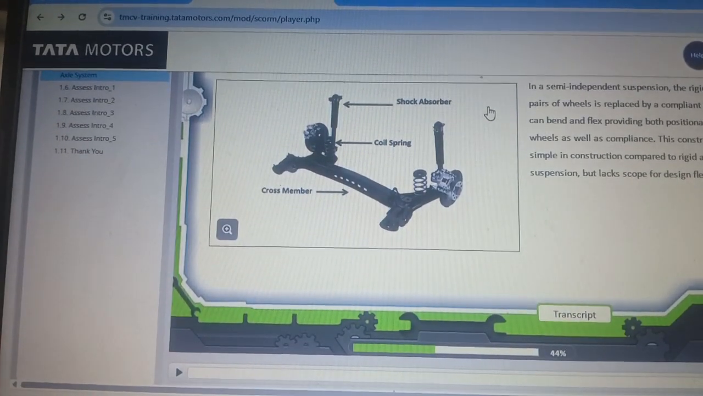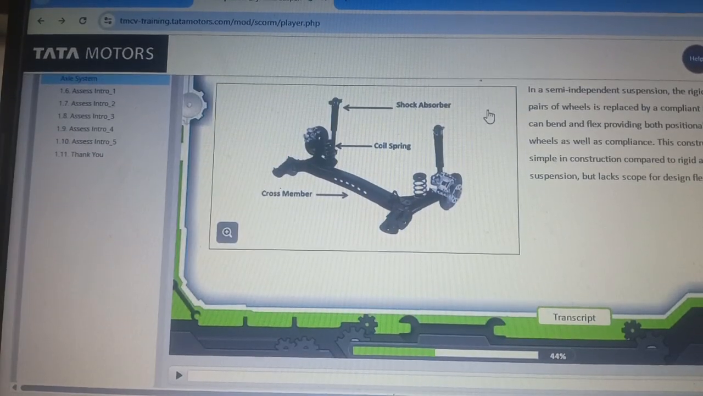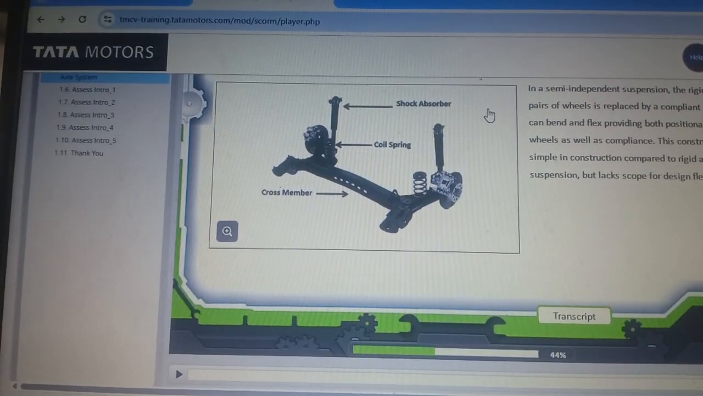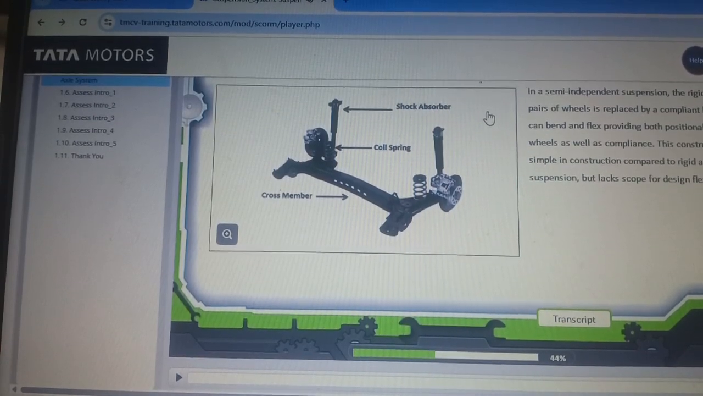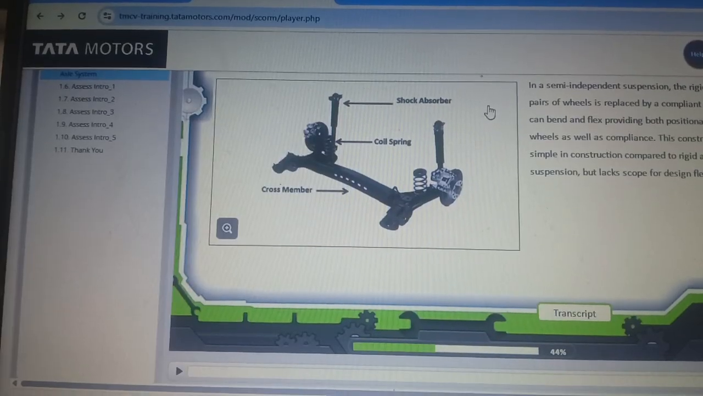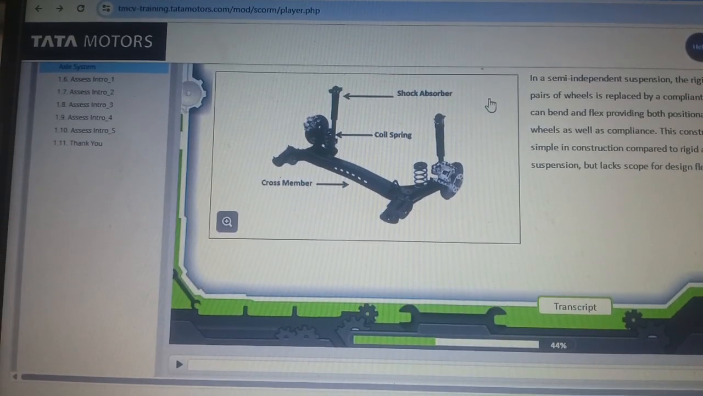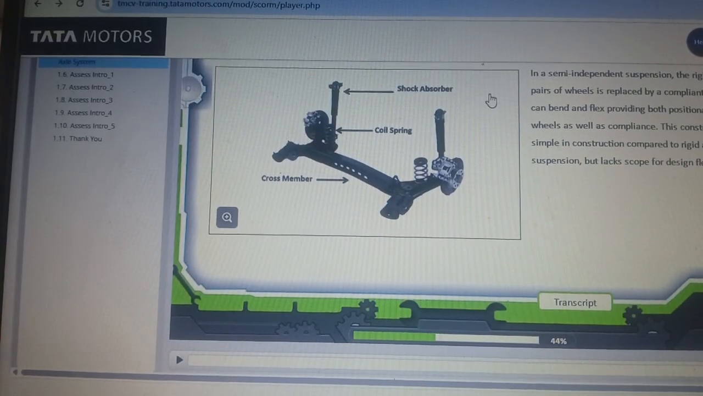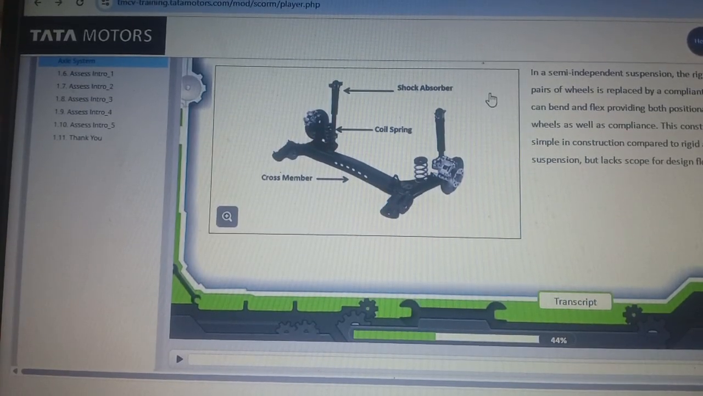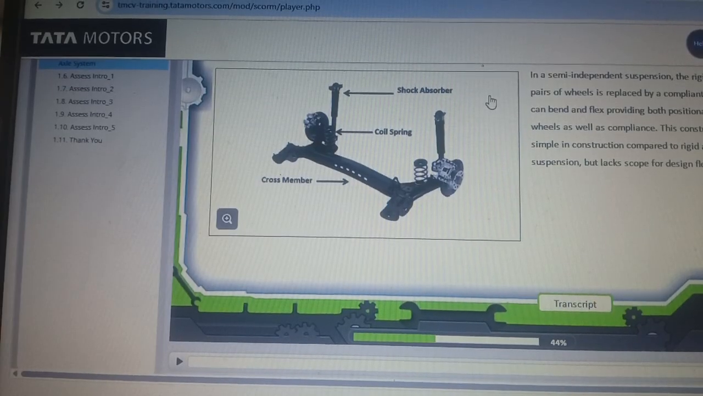In a semi-independent suspension, the rigid connection between pairs of wheels is replaced by a compliant link, a beam which can bend and flex, providing both positional control of the wheels as well as compliance. This construction is a lot simpler compared to rigid and independent suspension, but lacks scope for design flexibility.